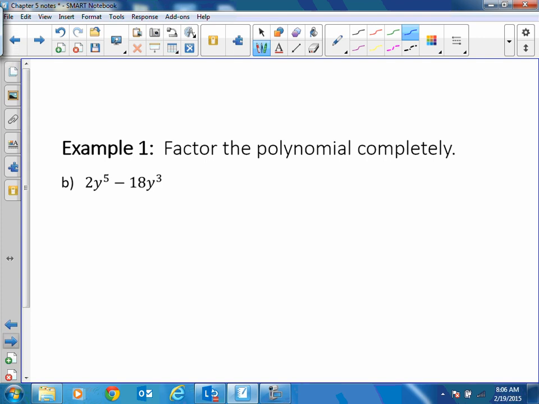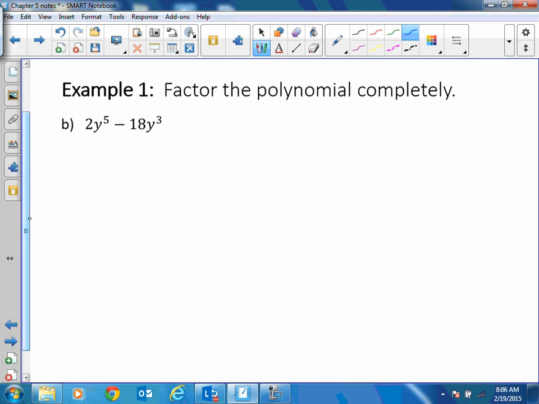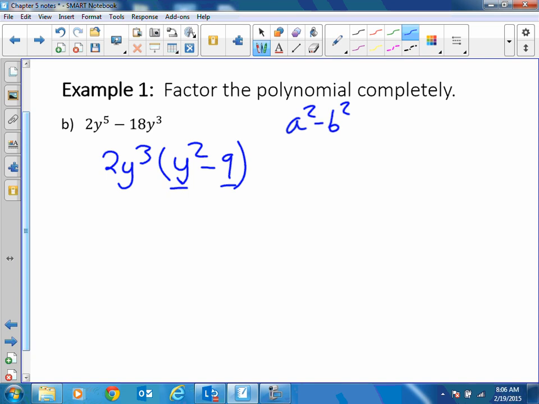Okay, this one, notice there are two terms. First thing we always want to do is factor out the greatest common factor, which would be 2y cubed. When you take out 2y cubed, you're left with y squared minus 9. Anytime you have two terms, you're looking for a difference of two squares. If you have a perfect square minus a perfect square, take the square roots and add them, take the square roots and subtract them.